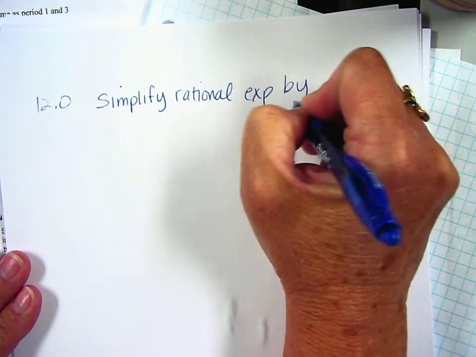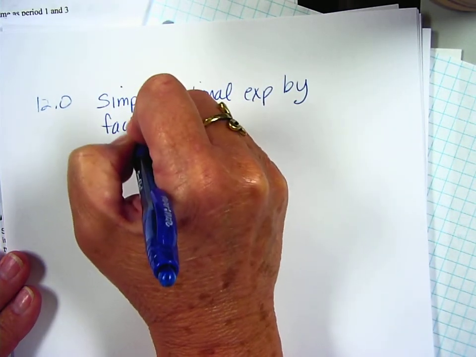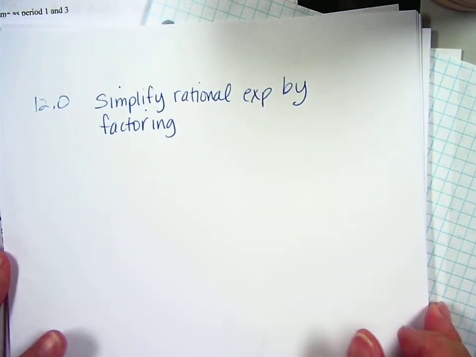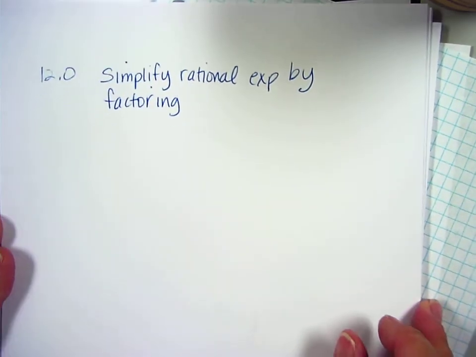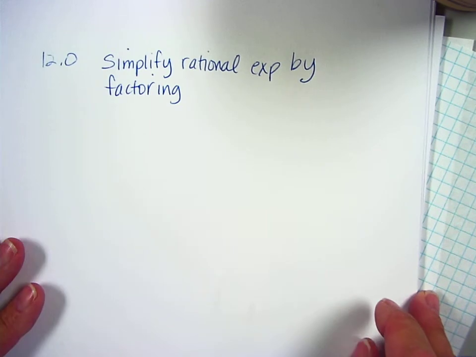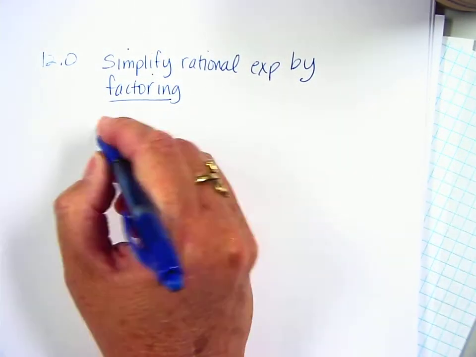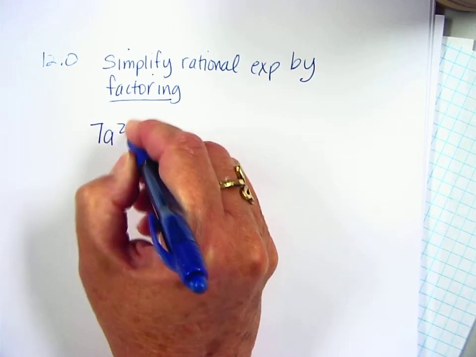by factoring. And our rational expressions, once again, they're fractions. And these fractions have polynomials in the numerator and the denominator. So we have to know how to factor polynomials to do this. So number 1 looks like this.